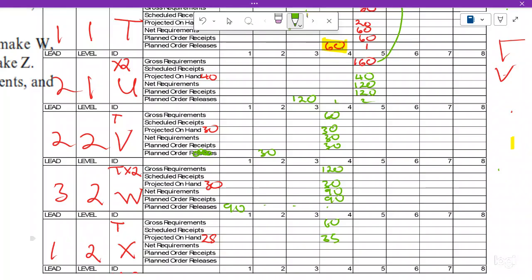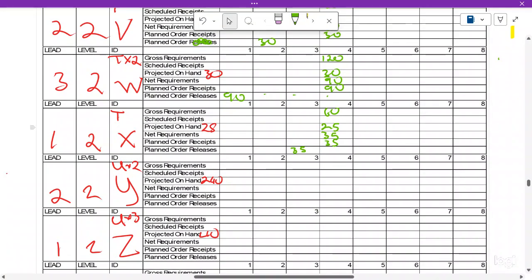Then you place an order. Wait, you must still write the number. Don't make that mistake. Write that value, 25. Then 35. Lead time 1 week of 35. Then you carry on.